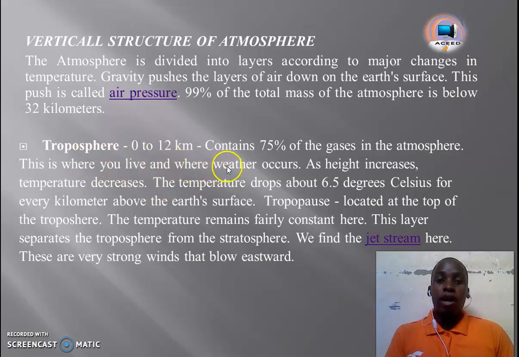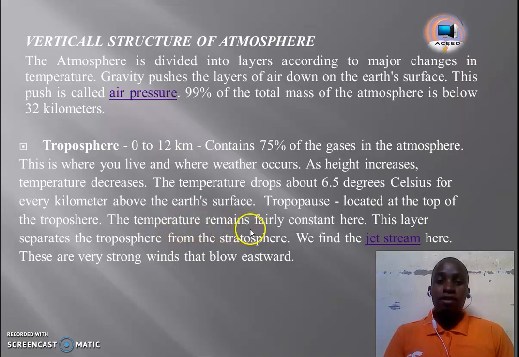This is where weather occurs, for example rainfall. As height increases, temperature decreases. Students may ask, teacher, how does that work? In the troposphere, as you go higher, the temperature decreases. The temperature drops about 0.6 degrees Celsius for every kilometer above the earth's surface. The tropopause is located on the top of the troposphere, a specific line found above the troposphere.